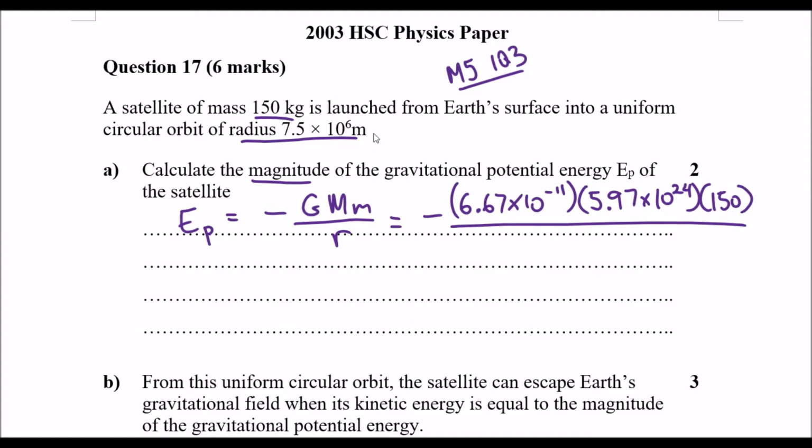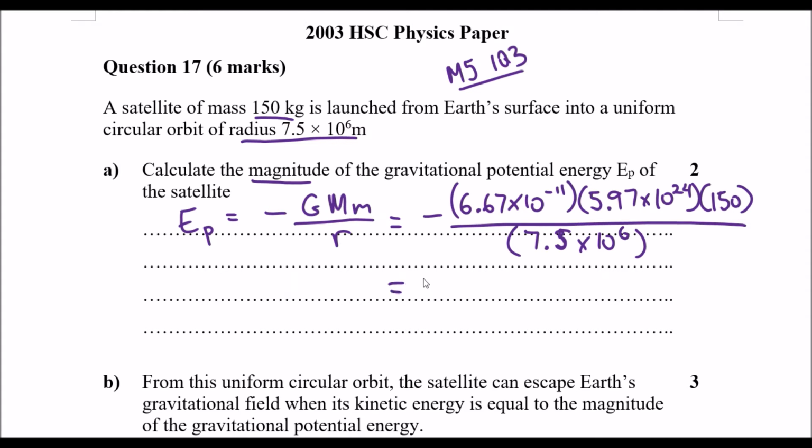So in this case here, the orbit is 7.5 times 10 to the power of 6 meters away from the Earth. Okay, so the radius of orbit is 7.5 times 10 to the power of 6. So that's our equation that we have there. Put in your calculator and see what you get.